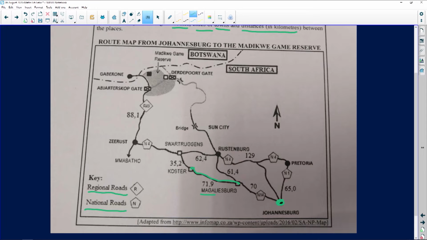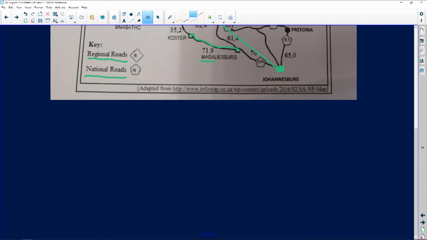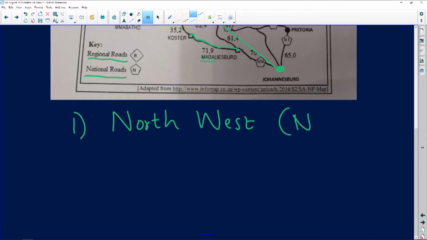Let's look for Johannesburg over here. So we've got Johannesburg over there, and then we've got the game reserve happening over there. So the general direction would be going in that particular direction, meaning it would be northwest. Let's go and just write that down. So one, the general direction would be northwest. Some people would say NW. That's also okay. Don't be too lazy in terms of that.